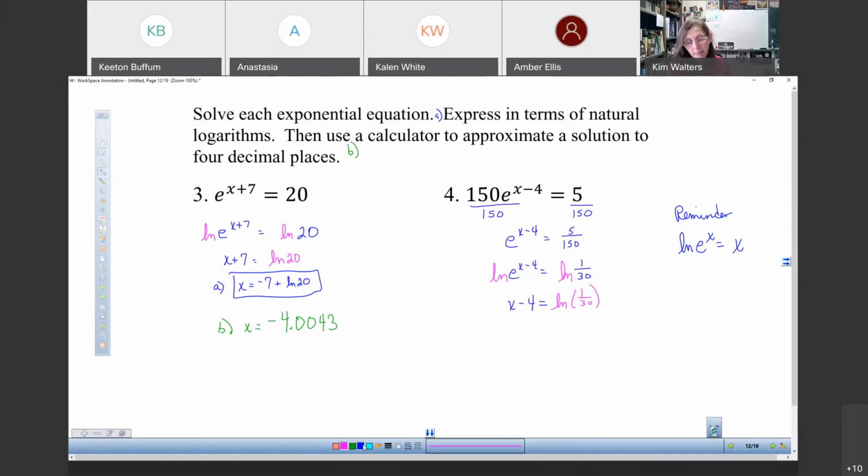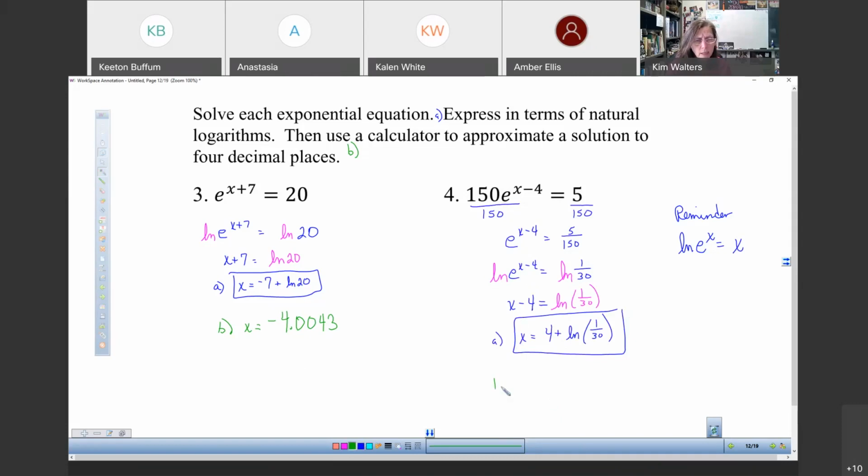Now to get x by itself, I would add 4 to both sides. Again, I would probably put that 4 in front of that natural log. It probably just keeps you more out of trouble than anything else does. So this is my approximate solution, the answer to part A.